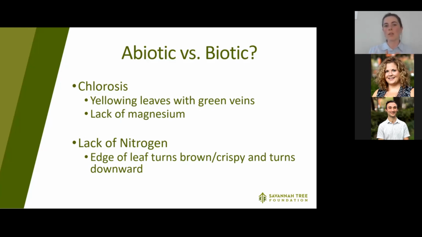And then there's also another confusing thing that can happen, which is abiotic versus biotic. Basically, non-living things like the weather versus living things such as bacteria, insects, and fungal disease. The abiotic, or non-living things, would be something like chlorosis, where it's yellowing leaves with green veins. The outside will be pretty yellow, and on the inside you'll see the outline of the veins in green. That actually indicates a lack of magnesium. A lack of nitrogen can also be an issue, because the edge of the leaf turns brown and crispy and turns downward. But that also happens when it's been drought stressed, or there are other things that can cause these symptoms.